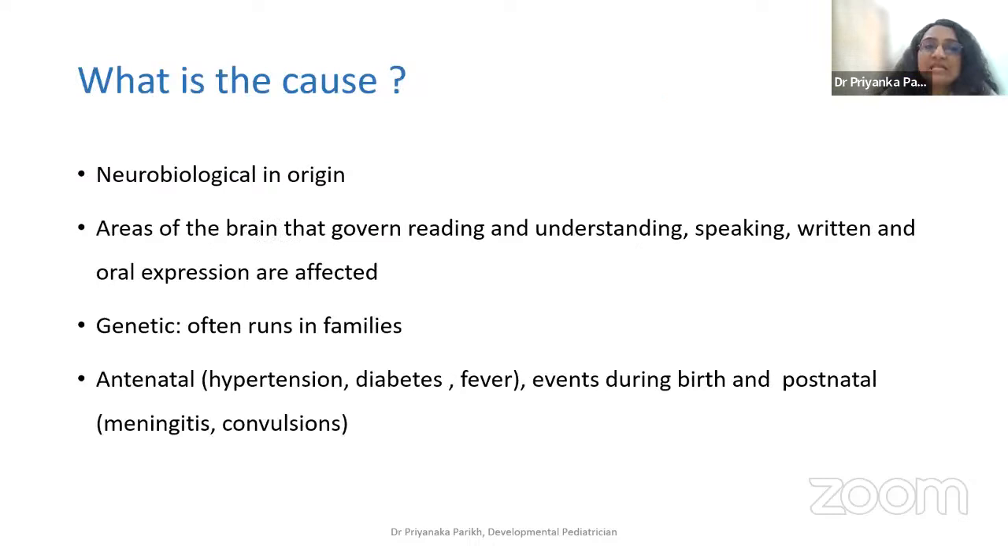So why do we see children with learning disability? What are the causes? There are genetic causes, there are environmental causes, and a combination, what we call gene environment interplay, and it has a neurobiological basis. The areas of the brain that govern reading, understanding, speaking, and written expression are affected. It is more so the connectivity, the neuronal connectivity and the circuits which are involved. And it is often seen to run in families. There are also other risk factors, which could be antenatal or events related to birth or postnatal events, which can contribute to this disability.